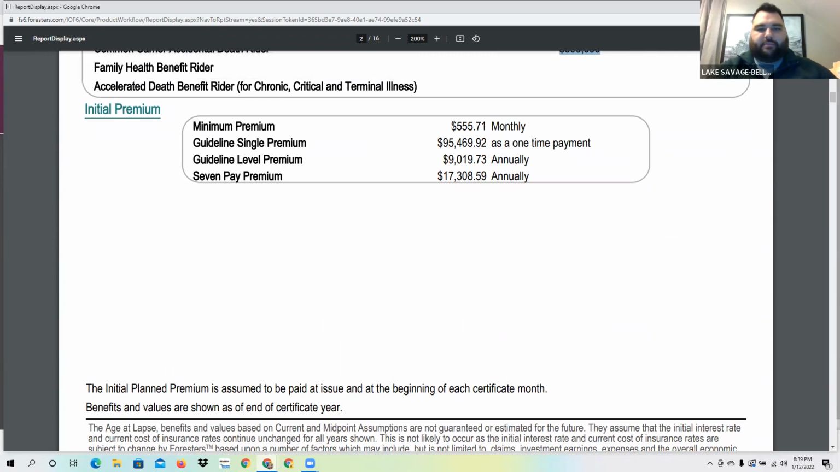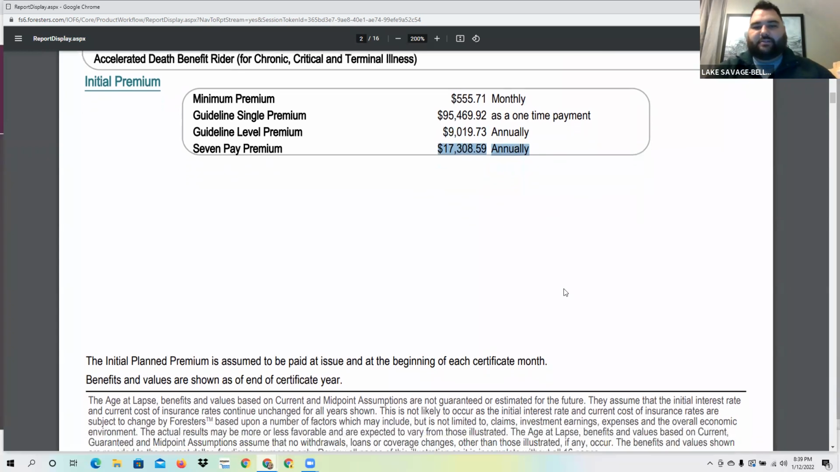Right here, minimum premium is $555.71, what we talked about. If he wanted to make a one-time payment, he would pay $95,000 and trade for a paid-up policy of $150,000. The level premium is $9,000 per year, and the 7-pay premium, that means he cannot pay more than $17,308 every year, or it'll become a modified endowment contract. Remember, we talked about that earlier. So that's the max he can fund this policy before it becomes a MEC.